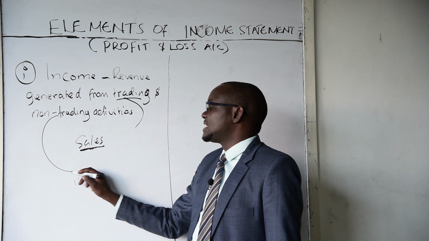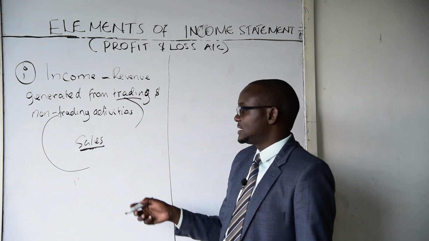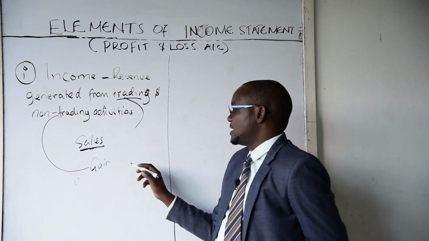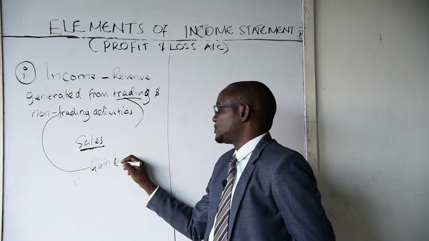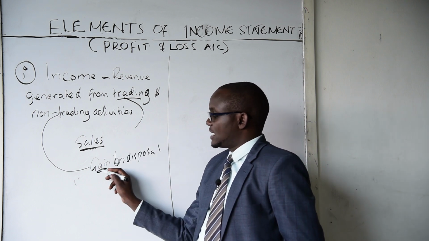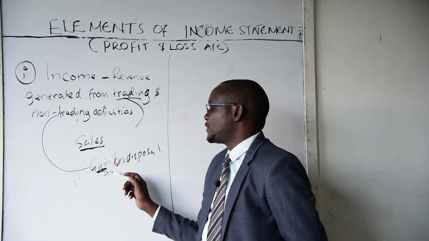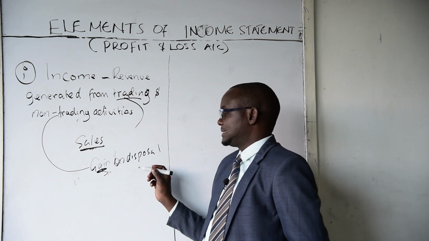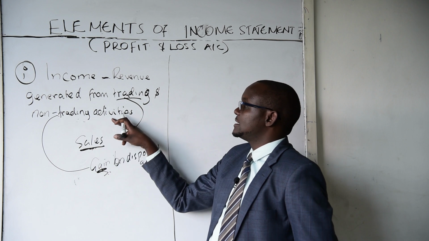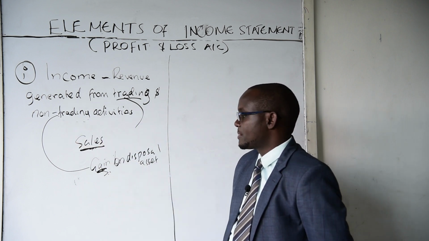Sometimes you can earn some income from sale of non-current assets, which becomes a gain. Gain may be on disposal. This becomes a revenue, but this revenue is not from trading activities. It is from disposal of assets. Gain on disposal of assets. That still is income generated from disposal of an asset as a gain.